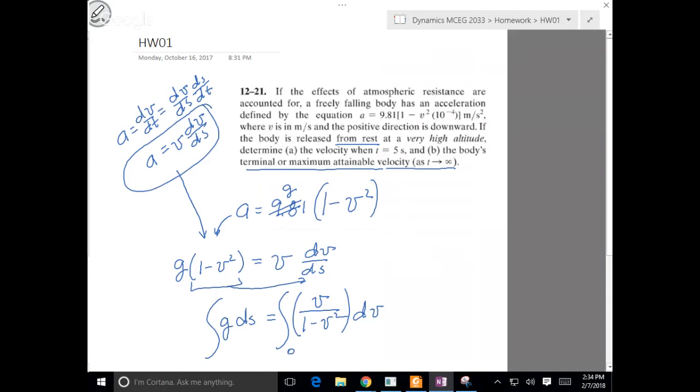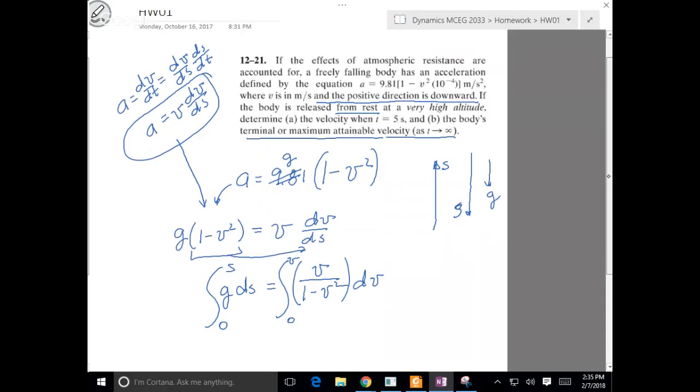And now my question is, is S pointing up or is S pointing down? Because I know G is pointing down. So my thought process is, the positive direction is downward. So this means I go from 0 to some S, and then I go to some V. Now, this is awful. I don't even know why I did this.